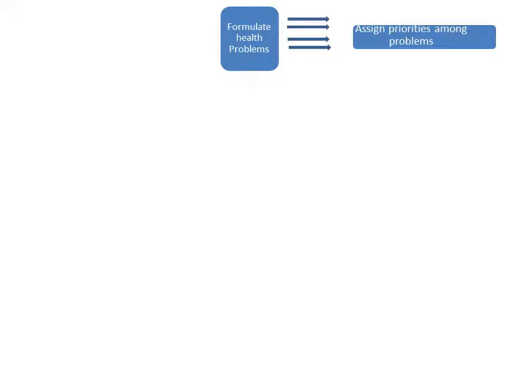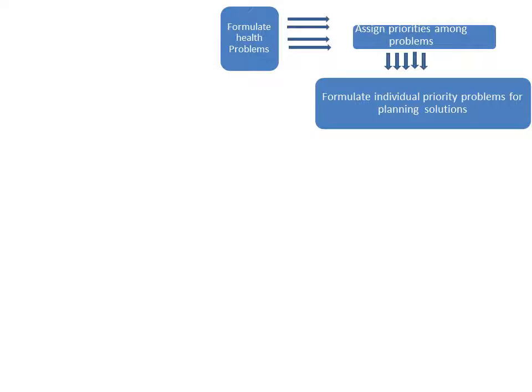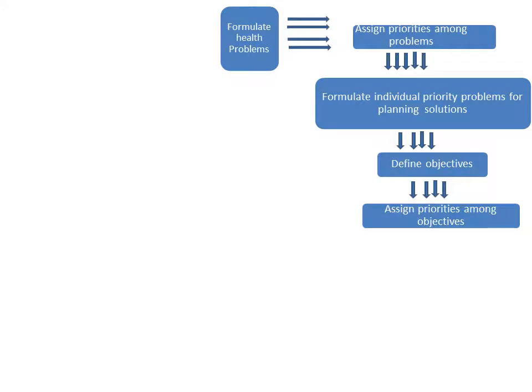From these problems, the priority ones are chosen because a program cannot be made for each of the health problems that is present in the population. So priorities are assigned. For each priority problem, planning solutions have to be found. So for each disease, objectives are defined as we did in the example, and among these objectives, priority objectives are defined for each problem.